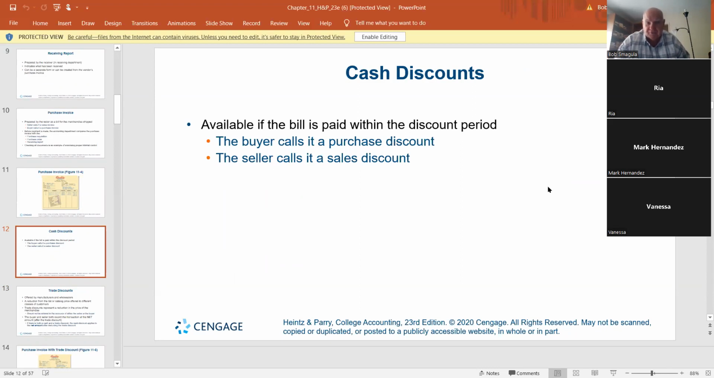As you remember in chapter 10, a sales discount is a contra sales account. It has a debit balance and it will reduce our net income. A purchase discount has a normal credit balance, and when a company takes a purchase discount, they're increasing their net income because they're paying less for the product.